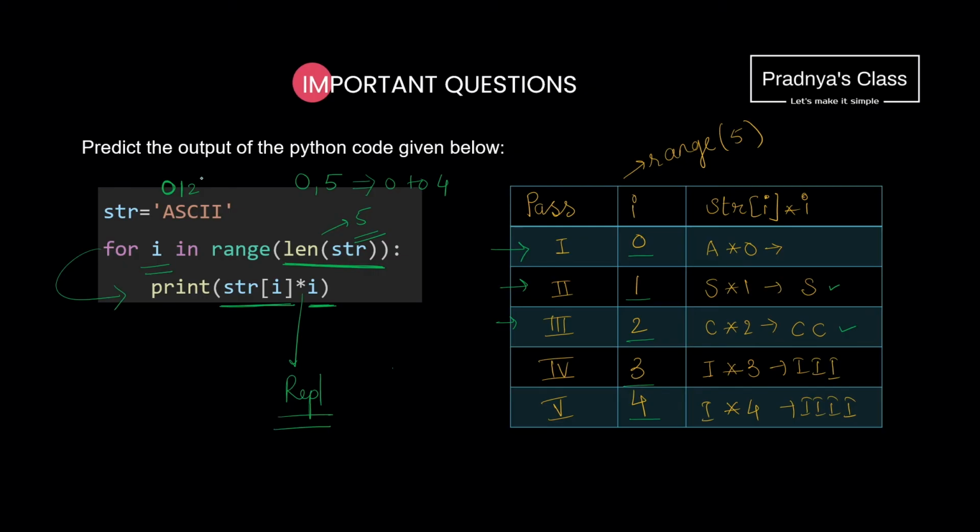In the next pass the next character is I. It will get multiplied 3 times. The next character is again I, but it will get multiplied by 4. So it will get repeated 4 times. Hope you could guess the output now. Here it is. In the first pass nothing is getting displayed, that's why you may get space here. Hope you understood this explanation too.